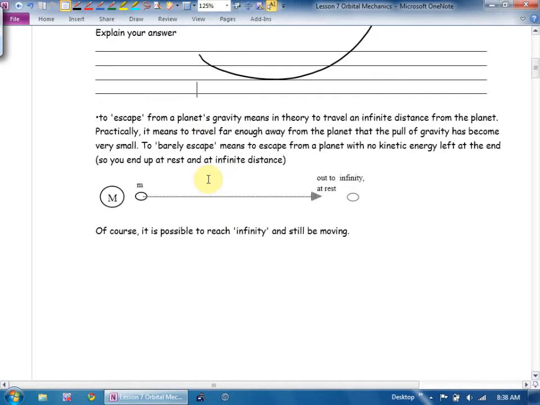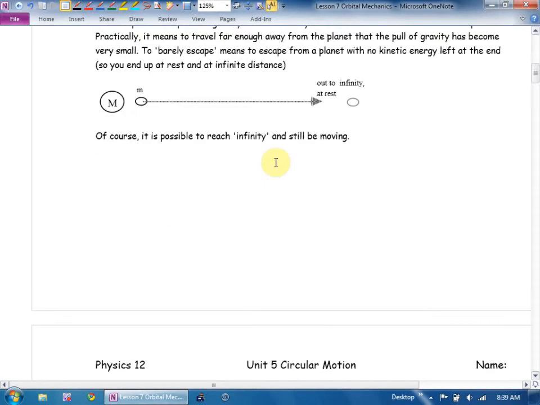To escape from a planet's gravity means, in theory, to travel an infinite distance from the planet. In reality, it means to travel far enough away from the planet that the pull of gravity has become very small. To barely escape means to escape from a planet with no kinetic energy left at the end, so you end up at rest and at an infinite distance. Of course, it's possible to reach infinity and still be moving.